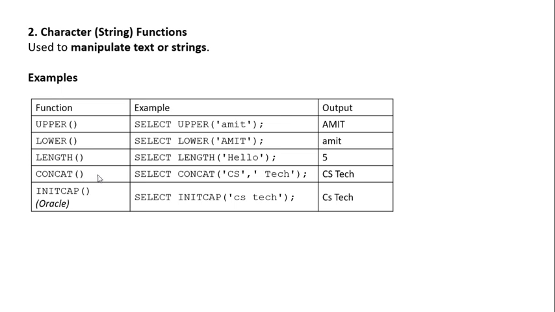And CONCAT means joining two values, like SELECT CONCAT with the values inside single quotes, 'CS', comma, and the other value 'Tab'. The output is 'CS Tab', with both values joined.